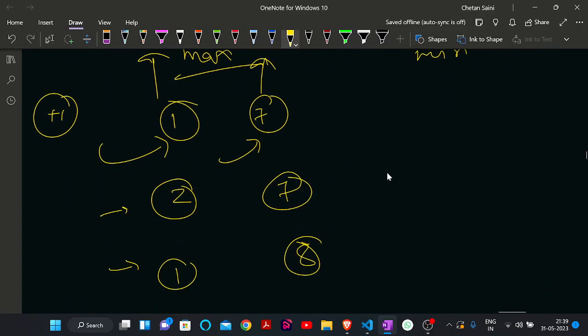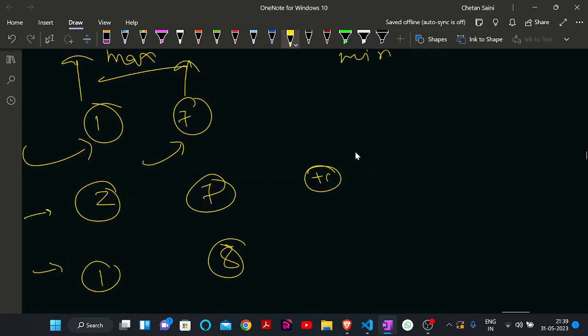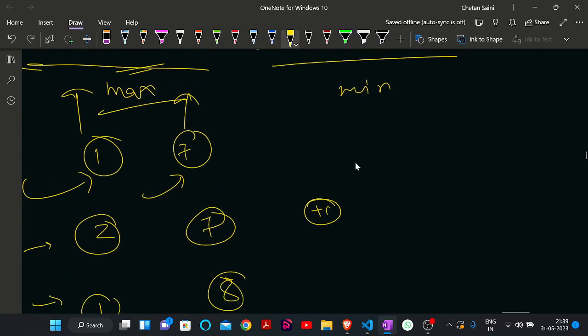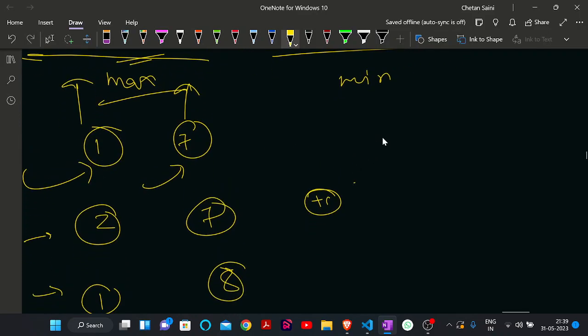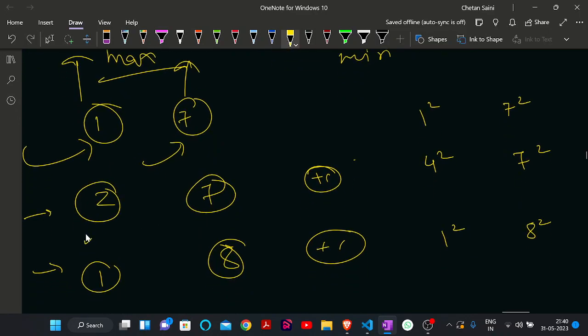Someone will be increased with plus 1, and on this side, what will be the difference in sum 2? Before that was 1 square and 7 square, but now that is 4 square and 7 square, and on this side that is 1 square and 8 square. But here also someone is affected with plus 1, so either you can add in this one or you can add in this one.